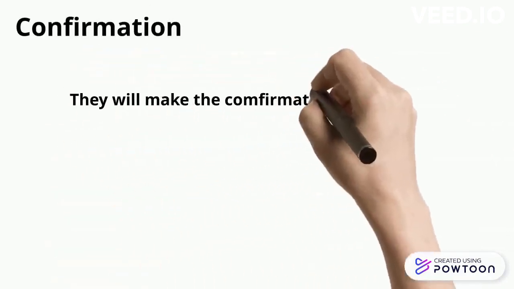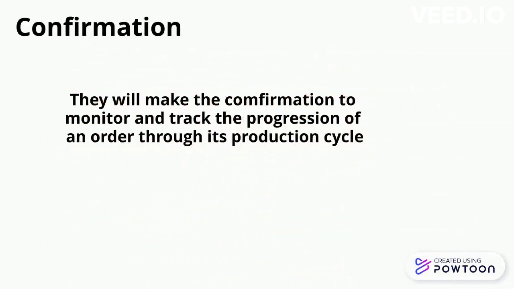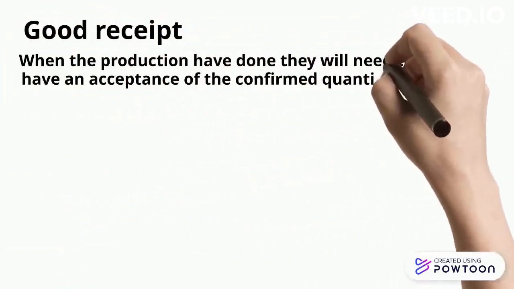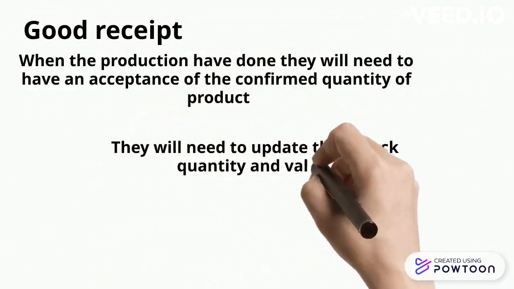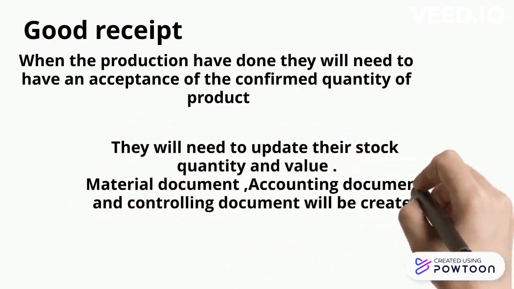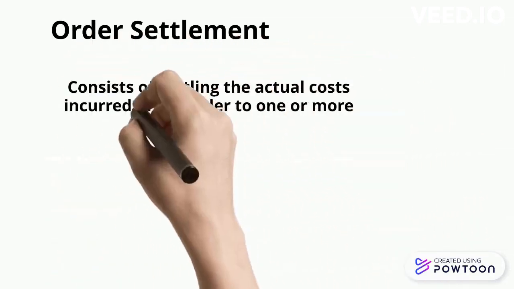They will make the confirmation to monitor and track the progression of an order through its production cycle. When the production is done, they will need to have an acceptance of the confirmed quantity of product. They will need to update their stock quantity and value. Material document, accounting document and controlling document will be created, consisting of settling the actual costs incurred in the order to one or more receiver cost objects.